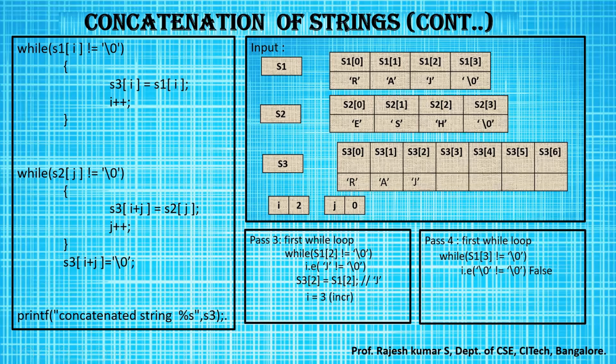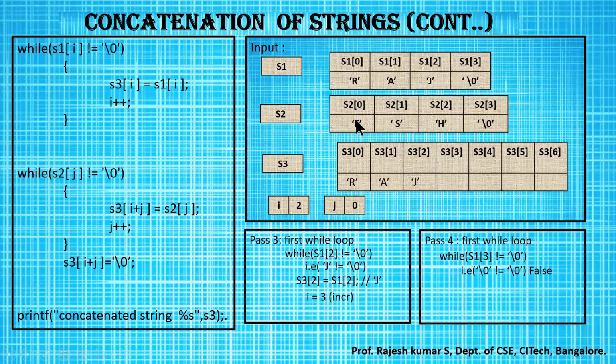When I come out of the while loop, I have to read the second array. In order to read the second array, I will use while S2 of J. Why am I using J? Because when I've come out of this particular array, what will the I value be? The I value will be 3. Remember this, the I value became 3. You have to remember this. So I have to traverse from the initial point, right?